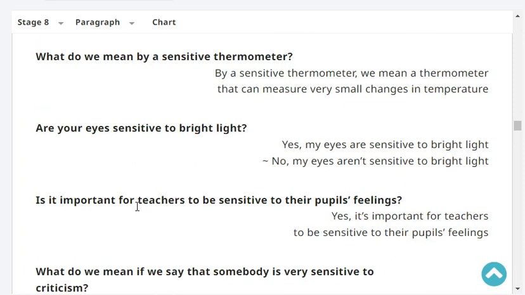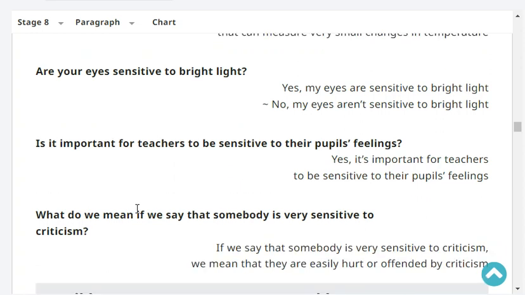Are your eyes sensitive to bright light? Yes or no? Yes, my eyes are sensitive to bright light.